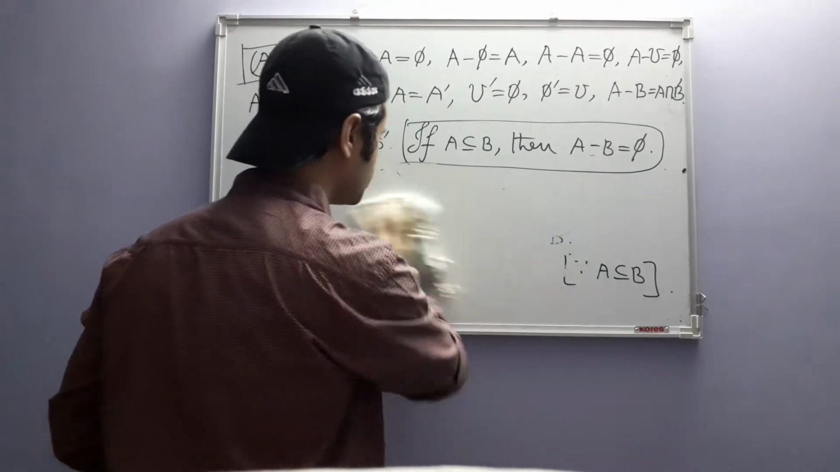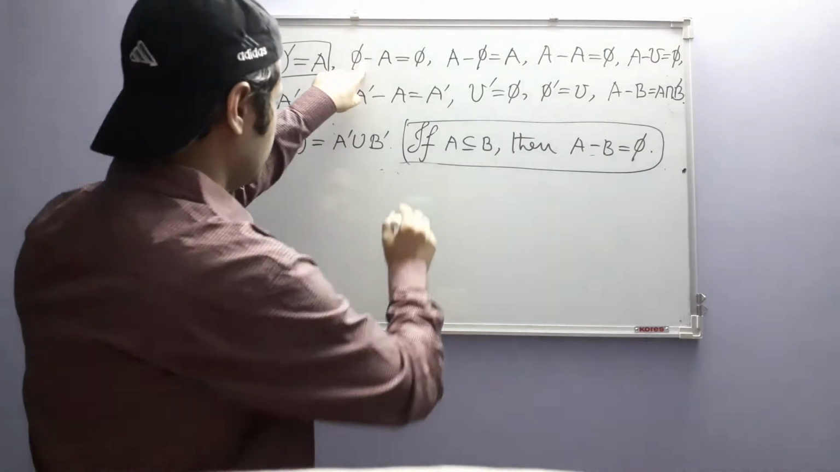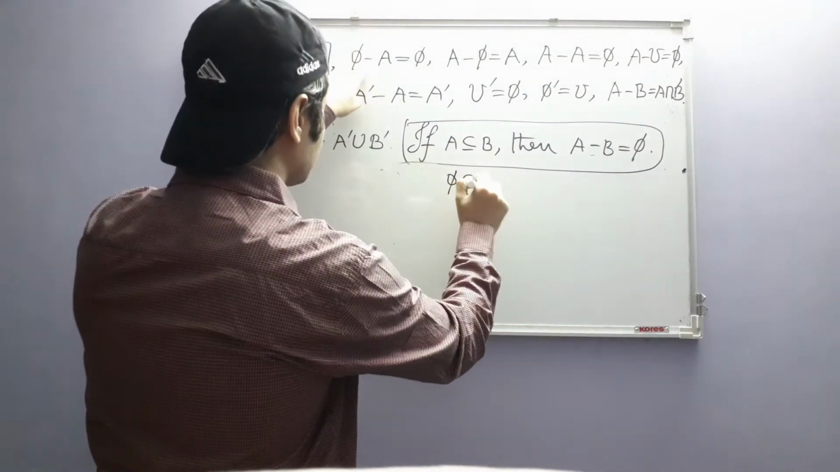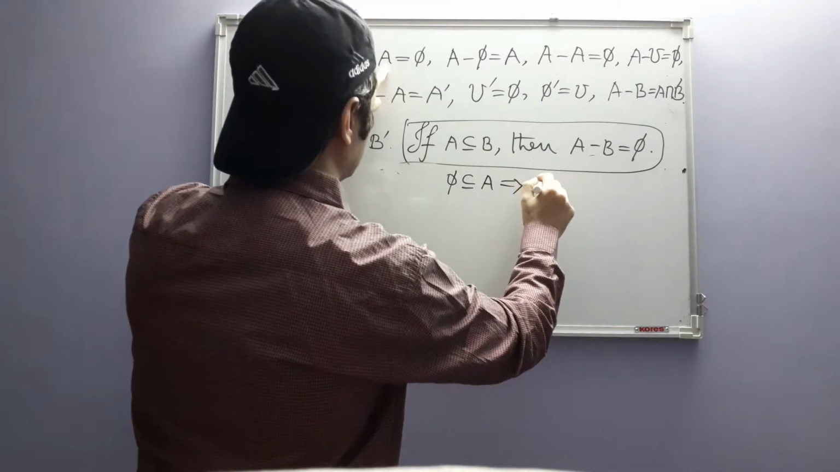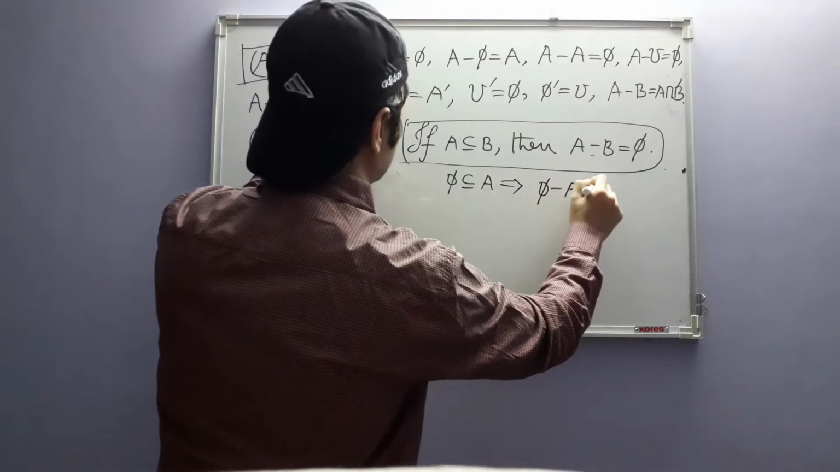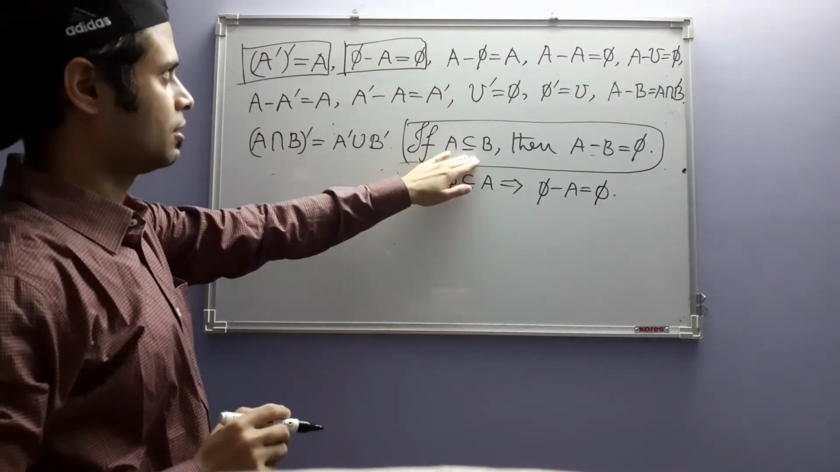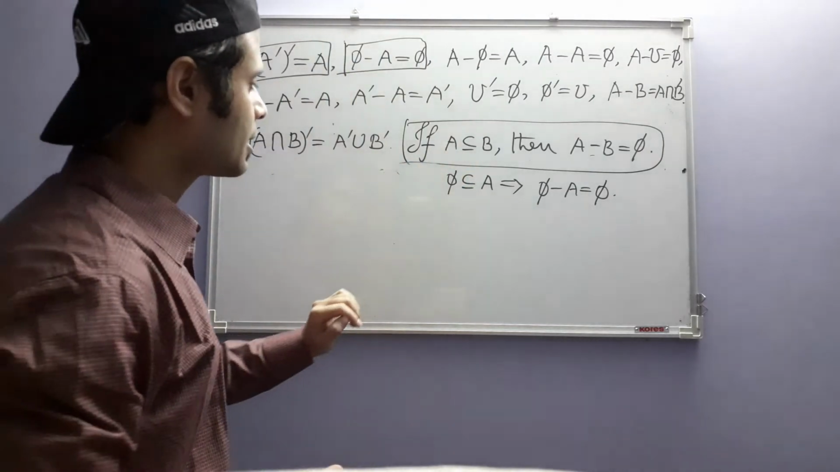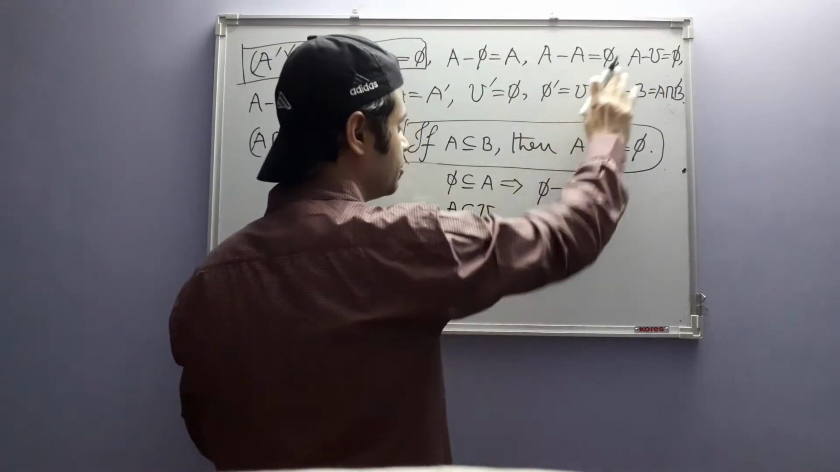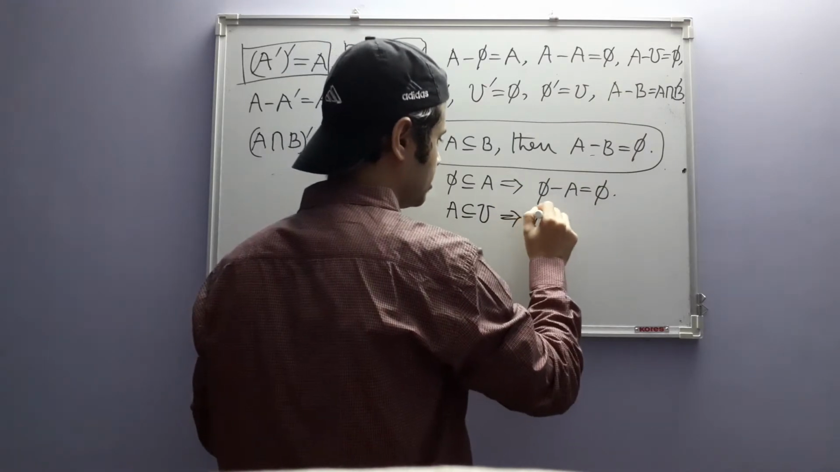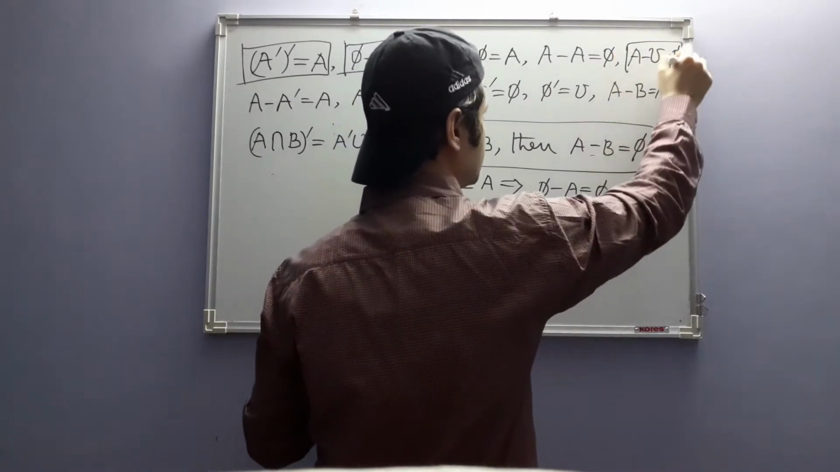Now, how can we use this to prove the other things? The empty set is a subset of any set A. So that's why the empty set minus A is empty. This is a consequence of this. Just like that, any set is a subset of the universal set. So this implies any set minus the universal set is empty. So we have got this one also.